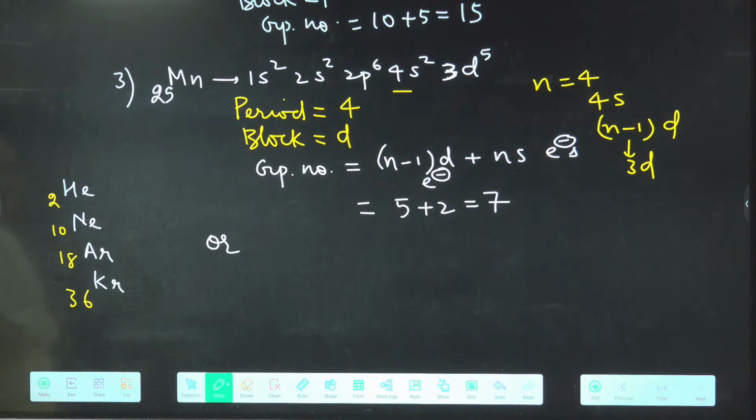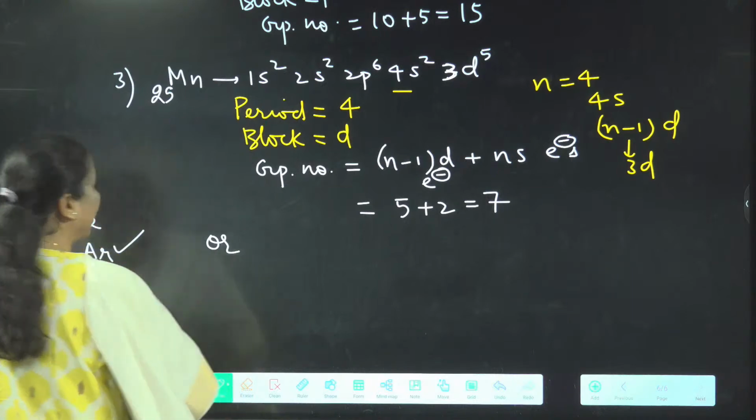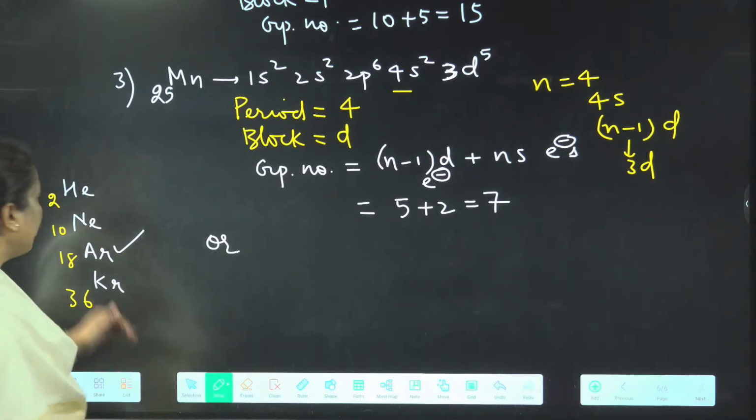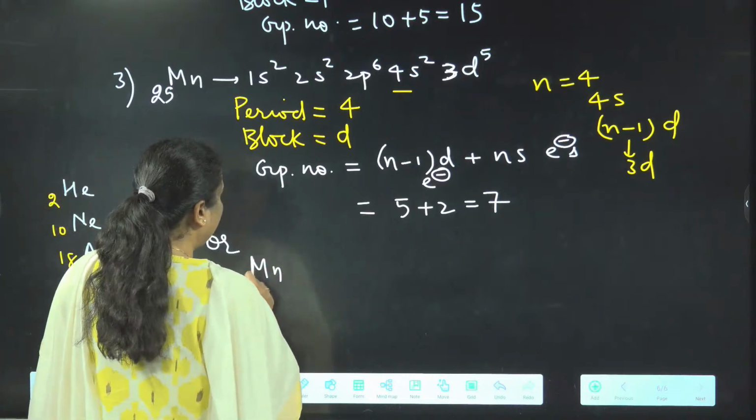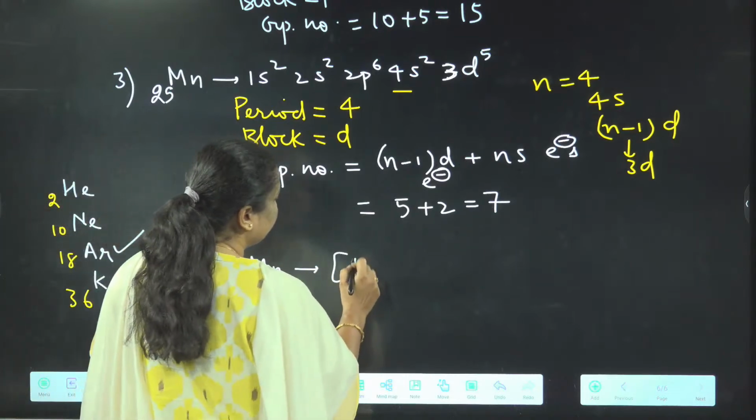So please find it out with this particular one also, whether you are getting the same answer or not. So we are going to match with the argon, because argon is before that. So we are going to write down for Mn in terms of argon.